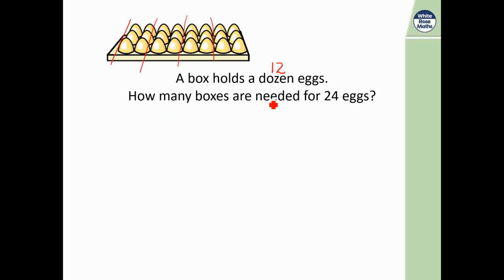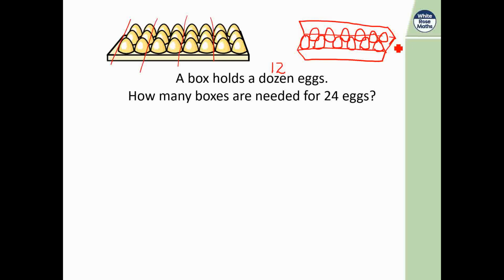So how many boxes are needed for 24 eggs? Well, there's 24 eggs here. So how many boxes go into 24 eggs? So 12 eggs goes 1 time into 24? Twice, yes. That is 12, right? Let me just check. 1, 2, 3, 4, 5, 6, 7, 8, 9, 10, 11, 12. Okay, thank God. Right. Yeah, so this is my box of 12.